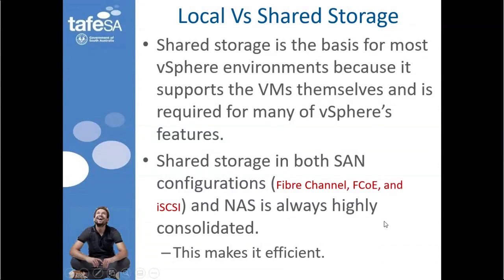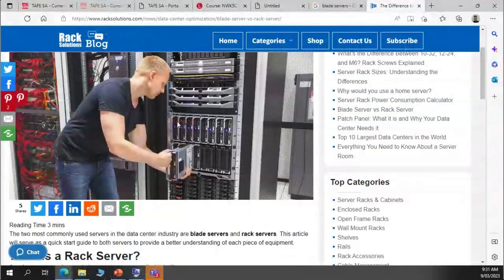So NAS is always highly consolidated. Consolidated means it's all put together, and this makes it efficient. You don't have to spend money on each ESXi server. Like if we looked at that Blade server just then, we got 1, 2, 3, 4, 5, 6, 7, 8. Let's say we got 16 here. If we had 2 hard drives in each one of these, that's 32 hard drives, and that's not really even redundant, and you don't have that much storage.